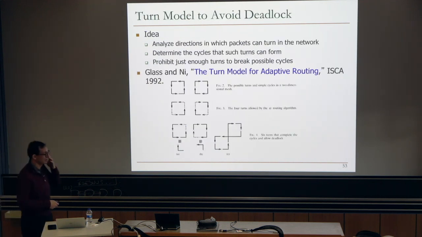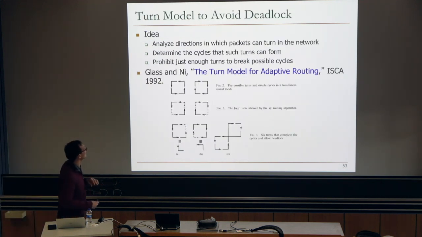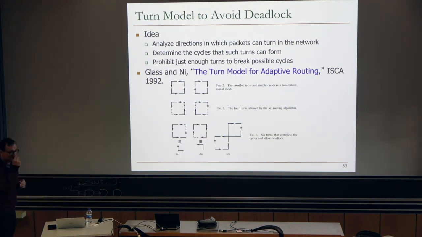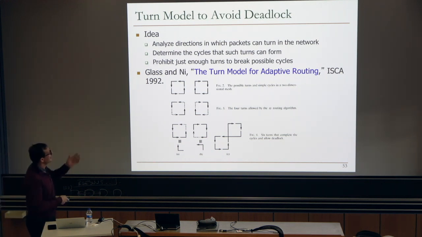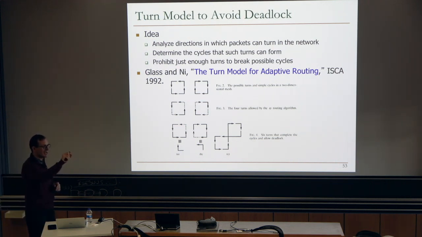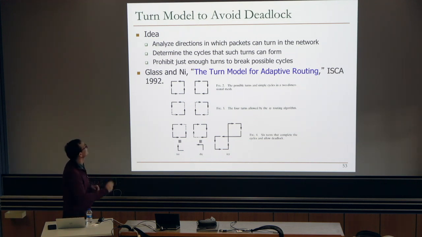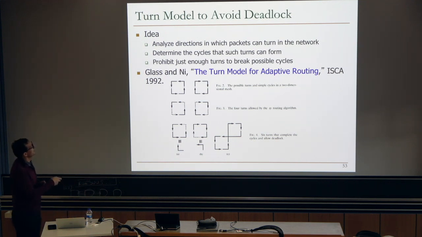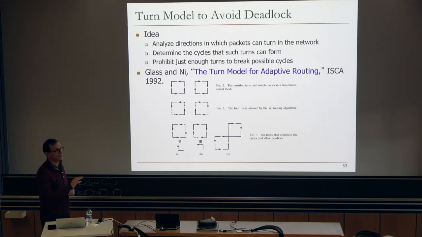Then I think you need to go into more theory of routing in general. But basically this paper is a seminal paper that talks about how to do this in one way. It's called the turn model for adaptive routing. The idea is very simple. You analyze directions in which packets can turn in the network. Turn meaning you go from the x direction to the y direction in a two-dimensional network, clearly, right? Or y to x. You determine the cycles that such turns can form, and you prohibit just enough turns to break possible cycles. You eliminate all the possible cycles.